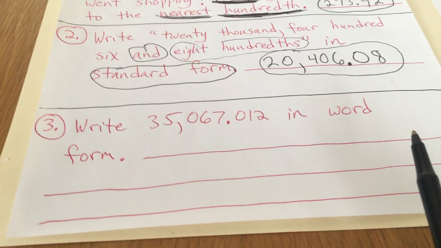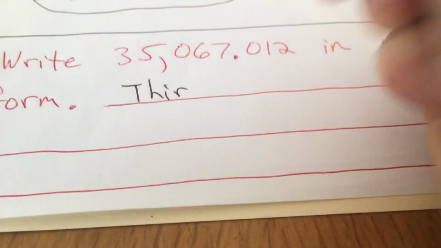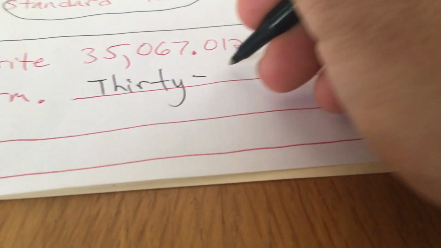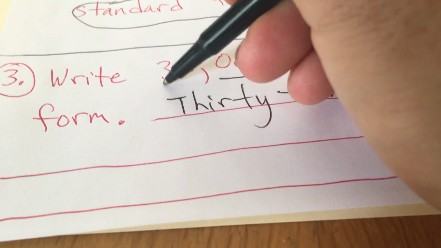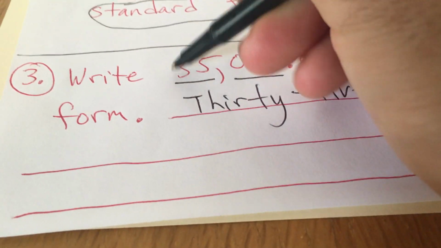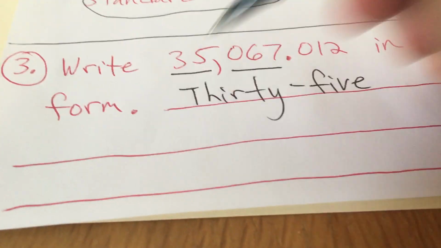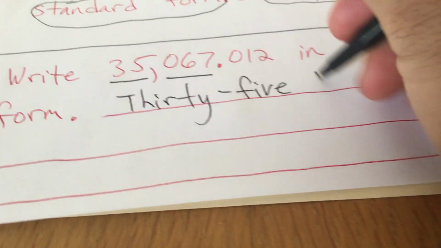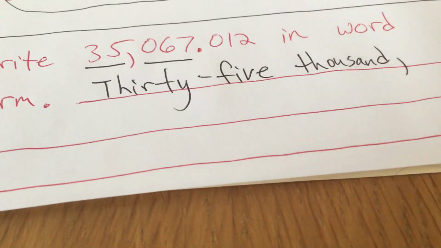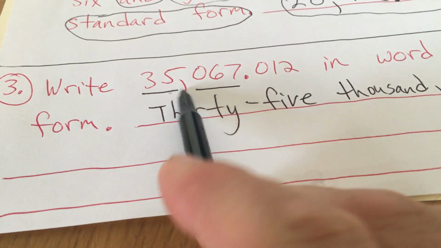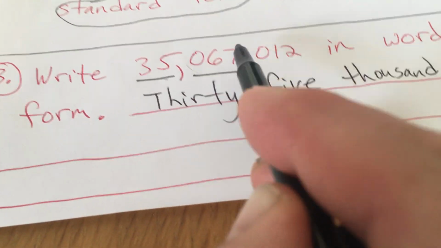Last one, write 35,067 and 12 thousandths in word form. So it's 35. Every set of these 3 digits is called a period. So since there's only 2 here, we're still just going to read this period, then we say thousand. So 35, then we say thousand at the comma, and we put a comma. 35,000. Then we read the next period, just 67.